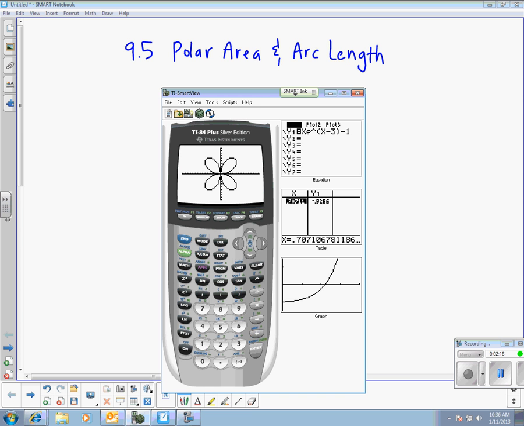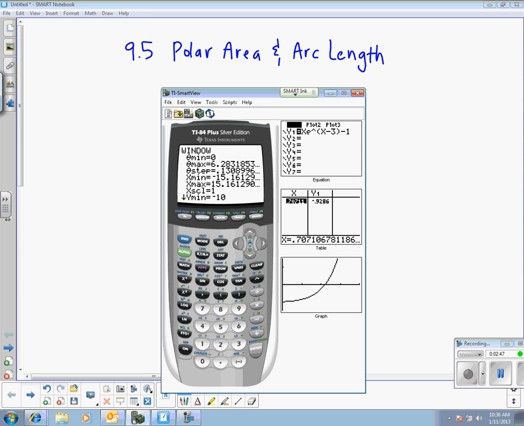So let's talk about polar area. By the way, anytime your zoom is messed up and you want to get back to normal, you can go to zoom 6 for zoom standard. I like to then go to zoom 5, which is zoom square, which doesn't distort my picture, because we have a rectangular screen. If you do -10 to 10 in both directions, it'll be distorted because of the difference in the length and width of your screen. So zoom square will do that.